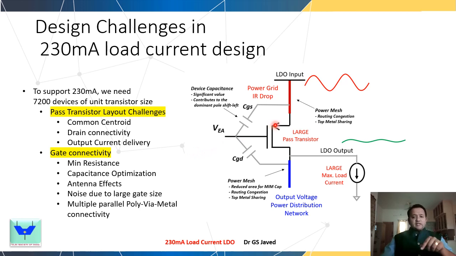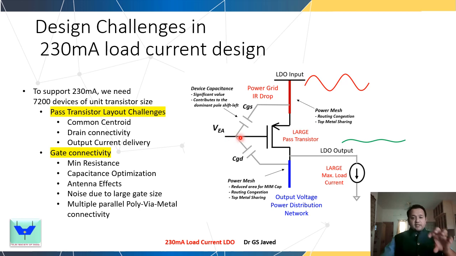Along with this, you will have important points to be focused on the gate connectivity. You should ensure that the resistance is minimal because you'll have long poly tracks when you're connecting, or when you have a metal connectivity, you will have to ensure that there's low resistance. The capacitance that is present needs to be optimized such that it is not impacting. If there are any antenna effects, because having a large poly and large metal routes, potential antenna problems have to be looked at.